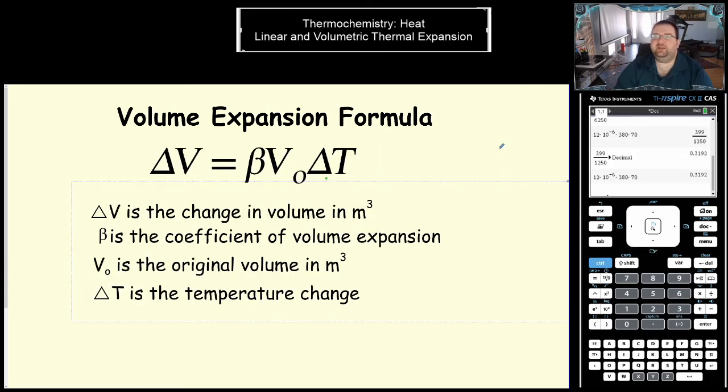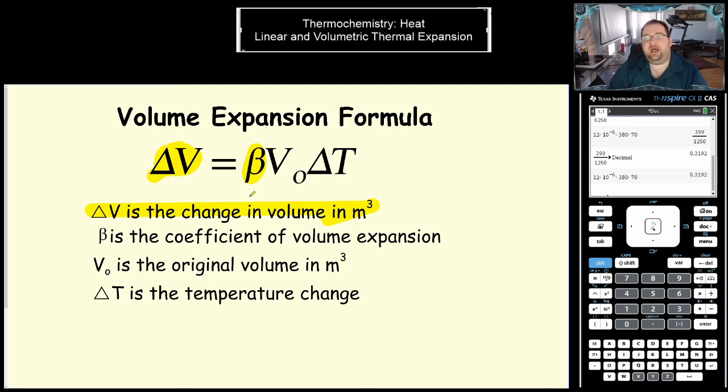The only thing that's kind of different is our formula is a little bit different, right? We've got the change in volume. The change in volume is in meters cubed, right? Length times width times height, so meters times meters times meters, meters cubed. We have beta now instead of alpha. Beta is the coefficient of volume expansion.